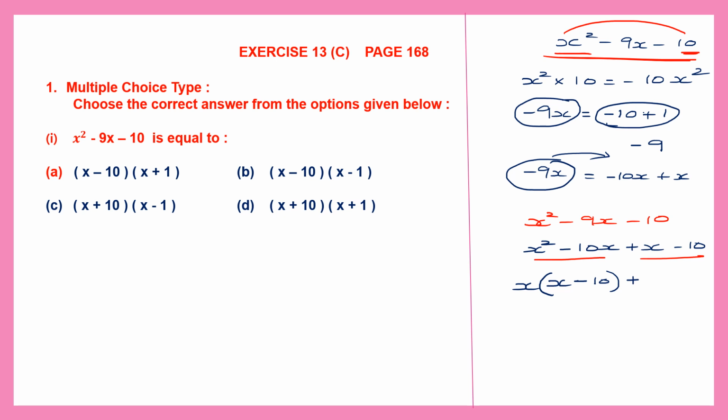Now here what is common? In x minus 10, there's nothing common. There is no factor that's common. So when you don't have a common factor, you put 1, and inside we write x minus 10. So now what do we have? We have x minus 10 common, and we have these two also, which is x plus 1. So which option is that? x minus 10, x plus 1 is option A. So this is our answer. Option A is our answer.